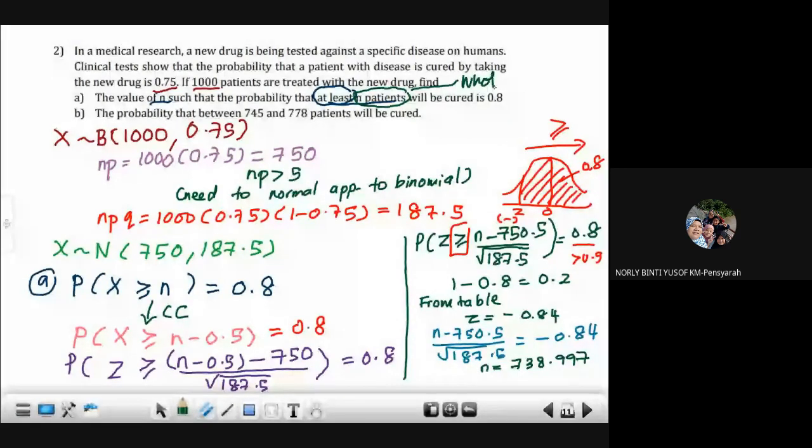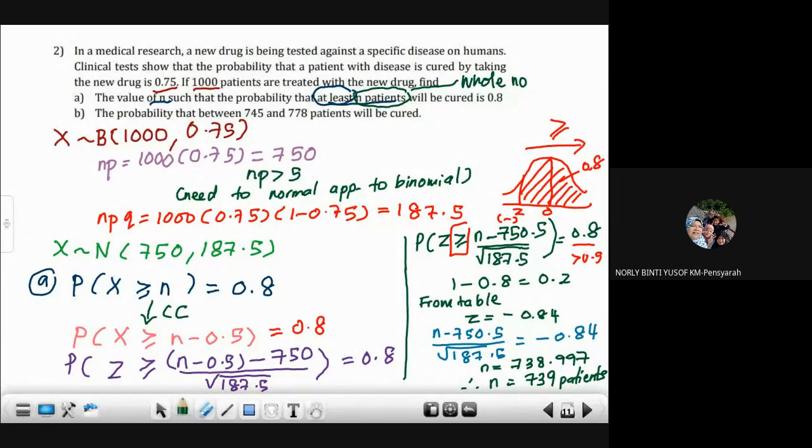Tapi logically dekat sini patient kan, so N tu adalah patient mesti whole number. So kita tengok discrete kita apa dia, discrete ke continuous kan, whole number. So whole number mesti nombor bulat lah. So you round off, you akan dapat 739 patient. Okay, so itu untuk part 2A.